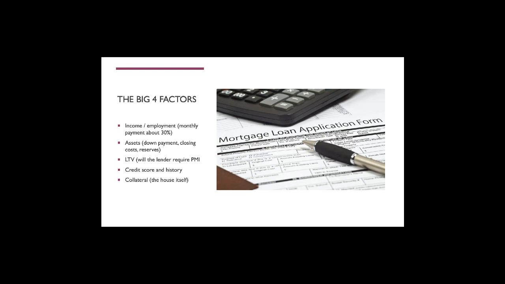Therefore, as you prepare to submit your loan application, realize that this is how your loan will either be approved or not: the lender's consideration of your income and employment, the assets you have for the down payment, closing costs and reserves, your credit score and credit history, and the collateral, the home itself that you are looking to purchase. That's generally how a mortgage loan works, at least how the application works.